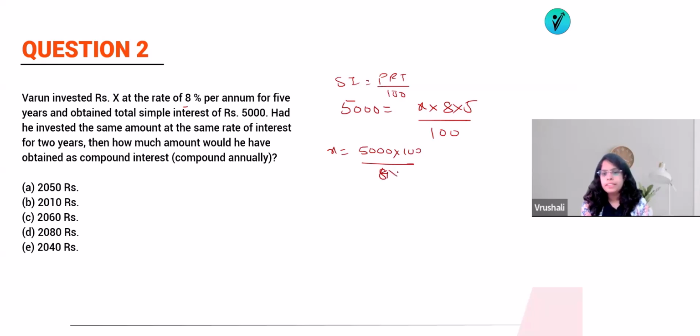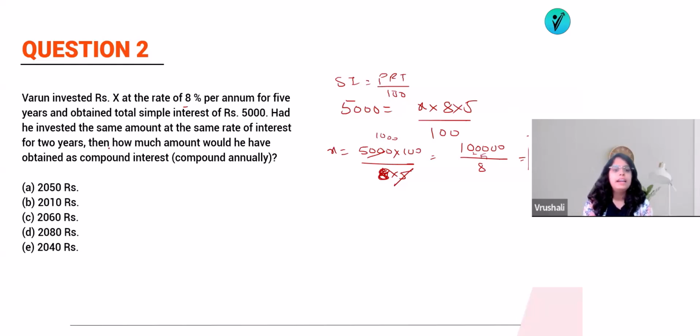Or you can simply take it as 8 into 5 itself. If I keep it as 8 into 5, this will be the 1,000. So it will be equal to 100,000 divided by 8, right? So what will it be? 8 ones are 8, there will be 2, 8 twos are 16, 8 fives are 40. So it will be 12,500.